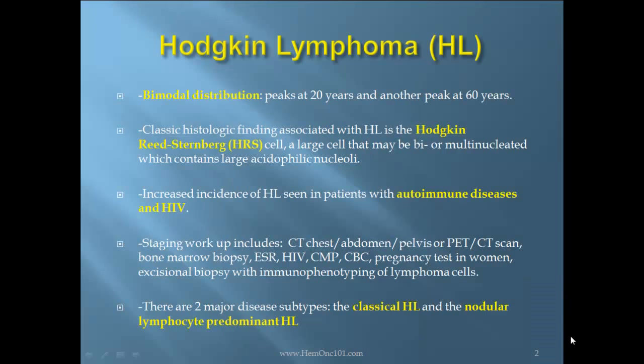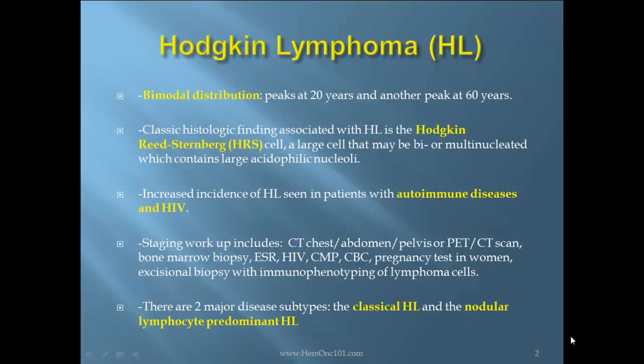Hodgkin lymphoma has a bimodal distribution. It peaks at 20 years of age and then has another peak at 60 years of age. The classical histologic finding associated with Hodgkin lymphoma is the Hodgkin's Reed-Sternberg cell, a large cell that may be bi- or multinucleated, which contains large acidophilic nucleoli. There is increased incidence of Hodgkin's seen in patients with autoimmune diseases and HIV, and that's due to the cytokine storm.